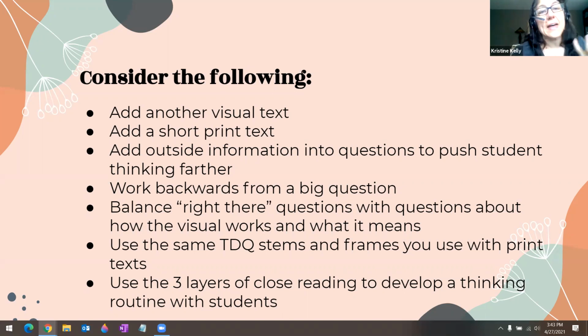Consider the following: add another visual text. Just think about a visual that you use and add another one. Add a short print text. It can be 2 or 3 sentences. It can be longer, but it can bring in an additional level of information.